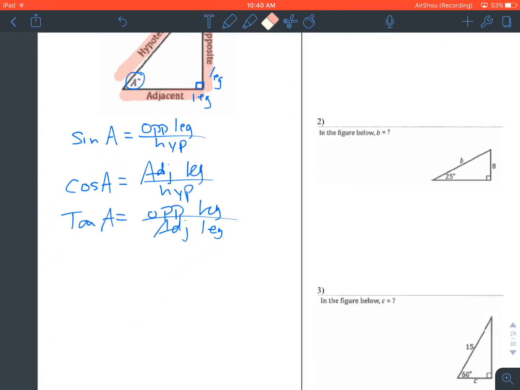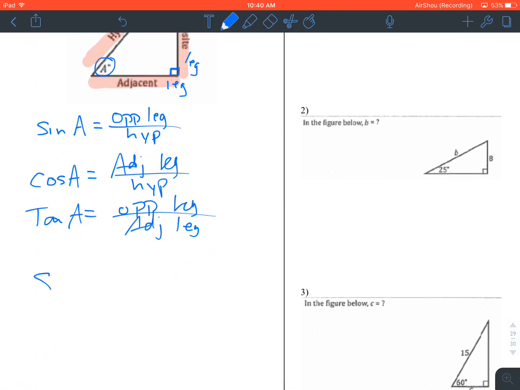Well, let me remind you of one other thing, which is this ancient Indian word. It's an acronym. SOH is sine is opposite leg over hypotenuse. CAH is cosine is the adjacent leg over hypotenuse. TOA is tangent is the opposite leg over the adjacent leg. How you pronounce this is as follows. So, ka, to, a.